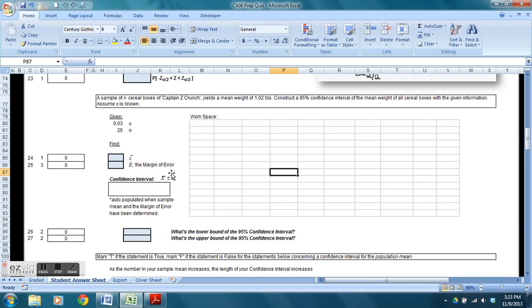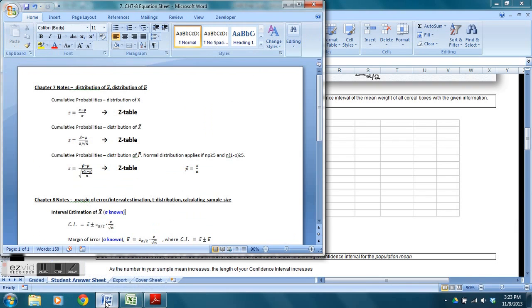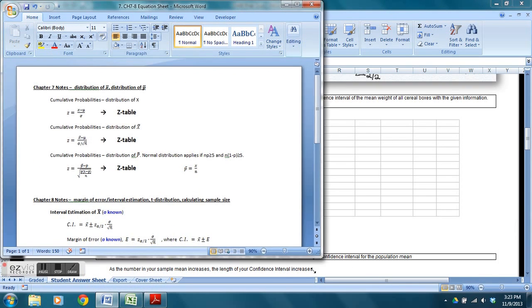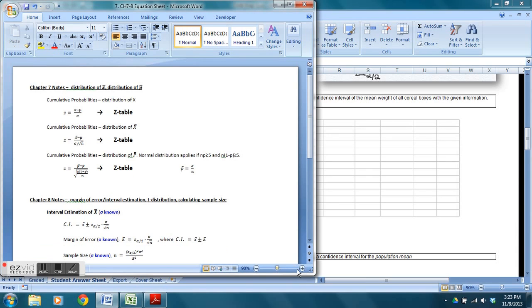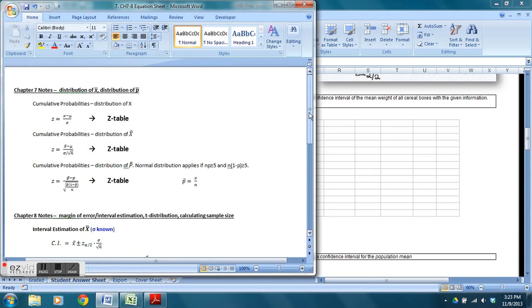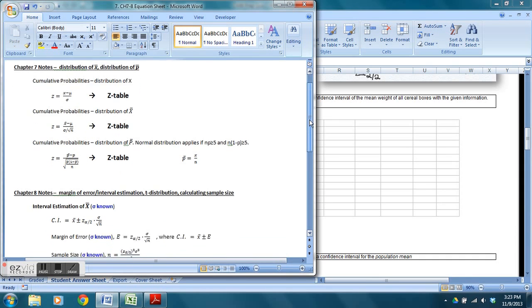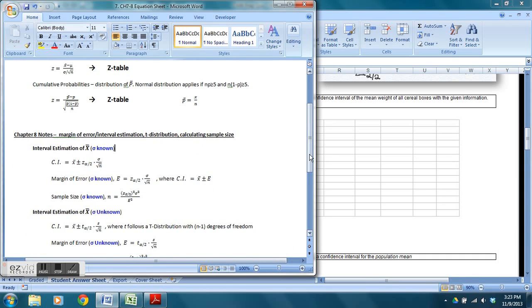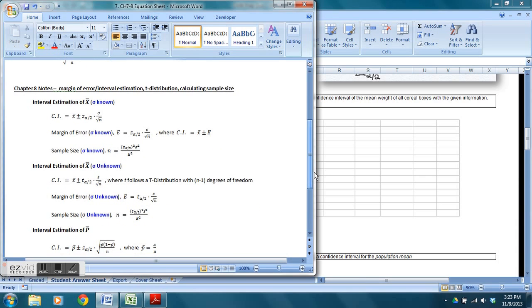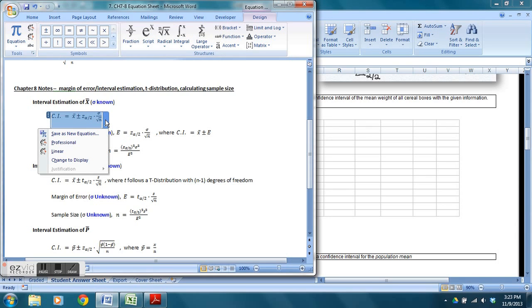So the first thing you do in this case is go to your equation sheet, which is posted now onto Canvas, and find an equation for confidence interval. This is Chapter 8 material. So, interval estimation of x bar when the standard deviation of the population is known, right here. Here is your confidence interval. So this is the equation we want to use.